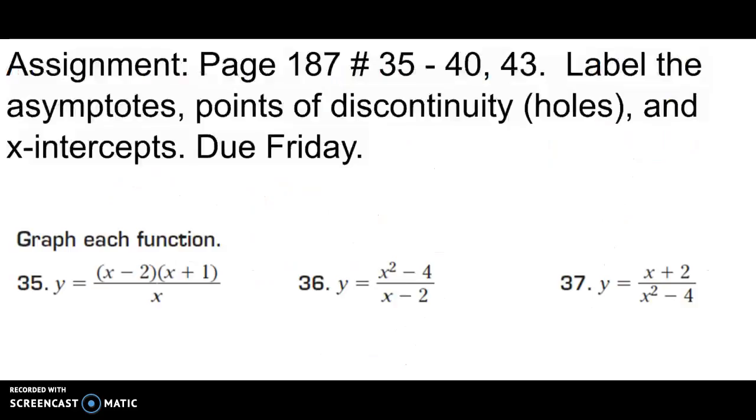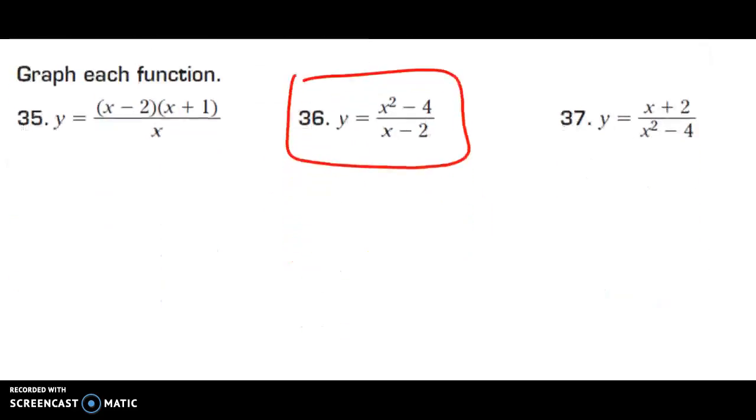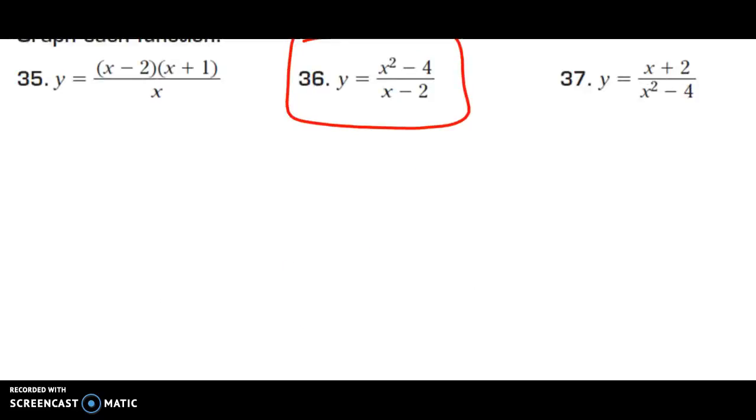All right, I'm going to choose number 36 from our homework. I like it because it can be factored and it has a slant asymptote and it will have some holes going on, so we can find some of those. If we're going to graph this, let's go factor it.